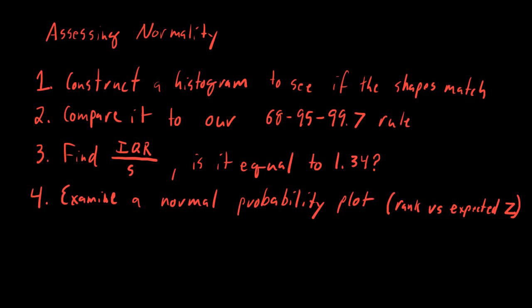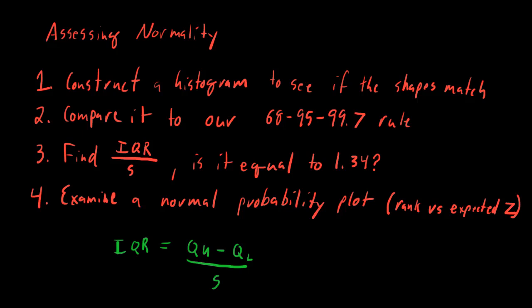So remember, our IQR is just our Q upper minus our Q lower. And then we divide that by our sample standard deviation of S. So our Q upper was the median of our top half of our values, and our Q lower was the median of our bottom half of our values. So we just need to use this value to determine if it reaches 1.34, if it's equal to 1.34.